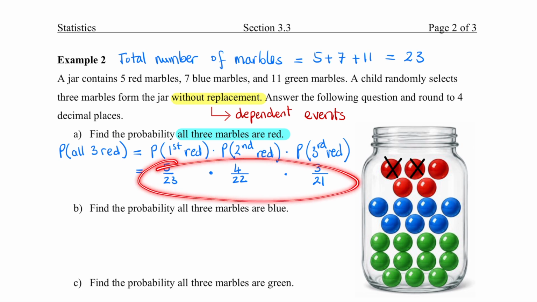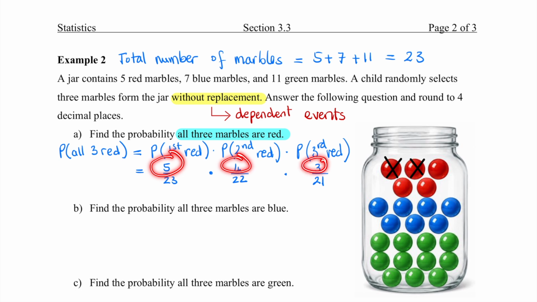Now we multiply them. 5 times 4 times 3 is 60. 23 times 22 times 21 is 10,626. So we have 60 over 10,626. And the question is asking for 4 decimal places. So we take 60 divided by 10,626, and the answer is 0.0056.